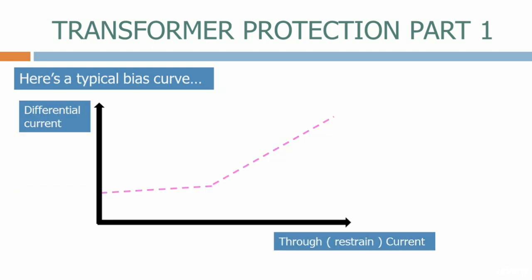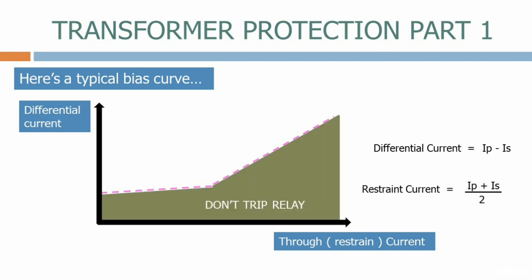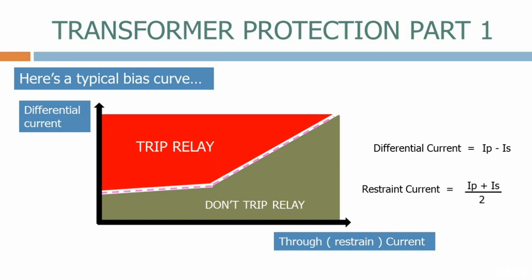Here's a typical bias curve. On the left-hand side of the graph we have the differential current, which is the difference in the currents flowing through the primary and secondary CTs. On the bottom of the graph we have the through or restrained current. This is calculated by adding the currents together and averaging them by dividing it by 2. Below the curve we have the don't trip zone, and above the curve we have the trip zone. Let's now see how this works in practice.